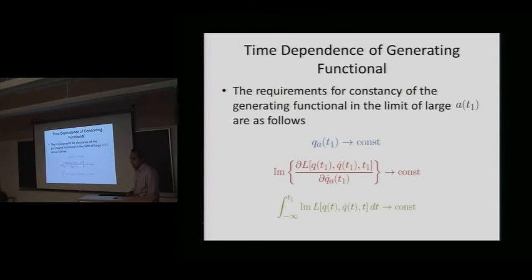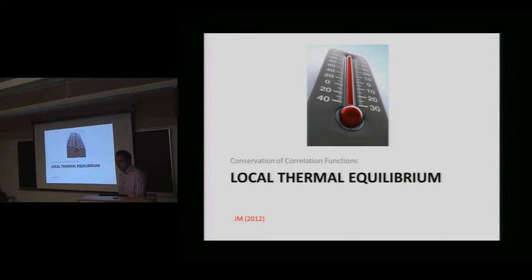To summarize, the requirements for the constancy of the generating functional in the limit of large A of t are, first of all, that the variables themselves have to approach a constant. So these things standing in for the zetas have to approach a constant. The derivative that appeared in that second constraint has to approach a constant. And furthermore, the integral that appears in the generating functional also has to approach a t1-independent constant in the limit of large A. So all I'm saying is that whatever time dependence the constraints have has to vanish in the appropriate limit that we're interested in.